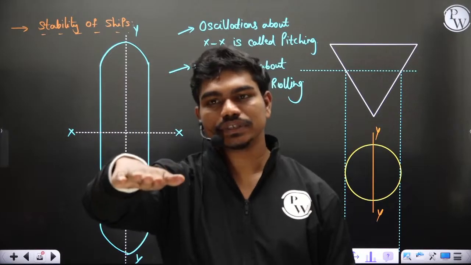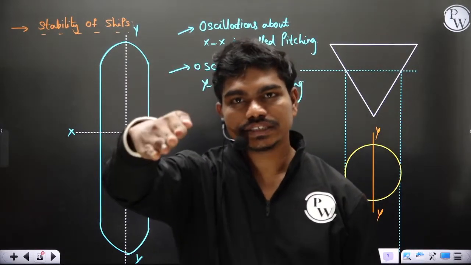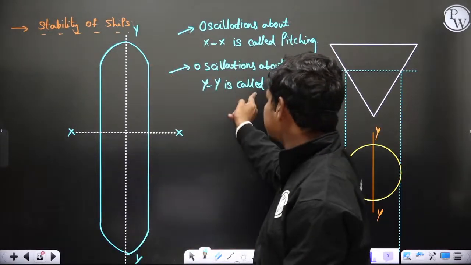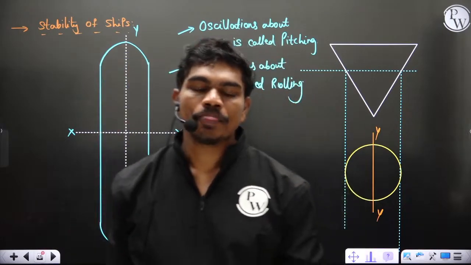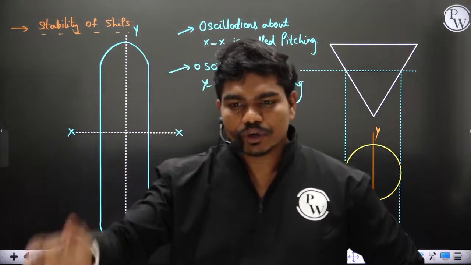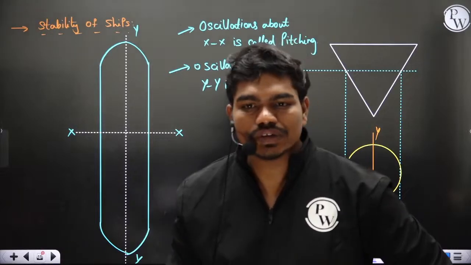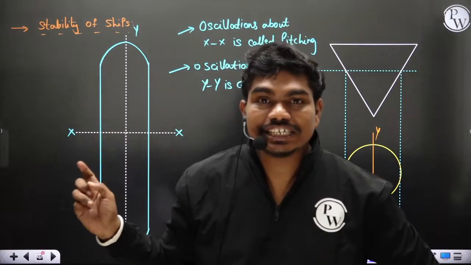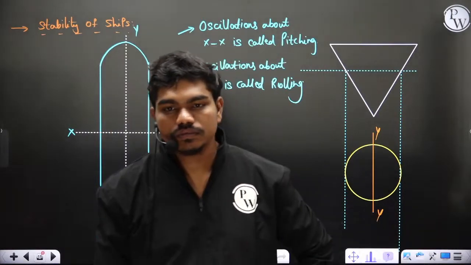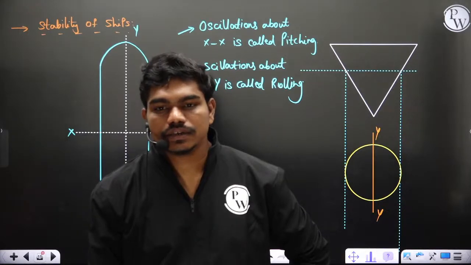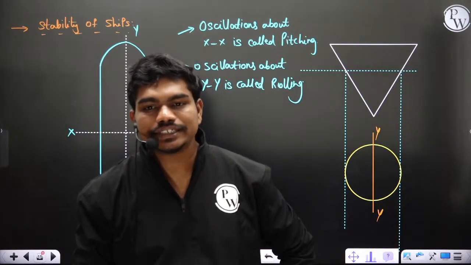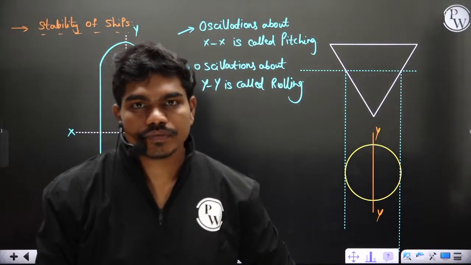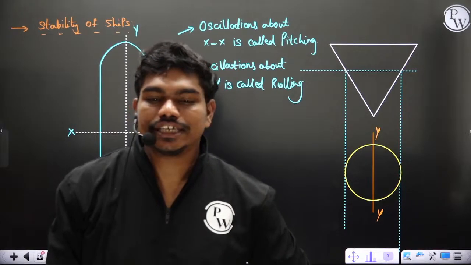Let us suppose this is the ship. This motion is called rolling, where the ship oscillates about the long axis, so about YY. Obviously you can also see pitching. Based on your knowledge, you might have seen some YouTube videos or movies. Can anyone tell me, out of pitching and rolling, which is dangerous actually?